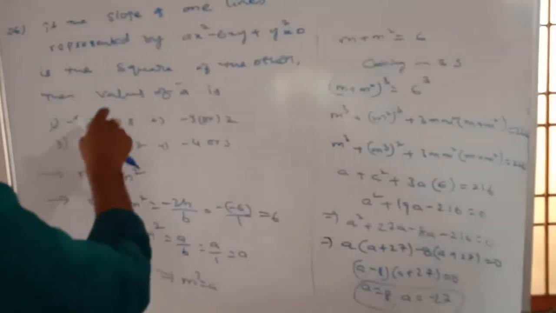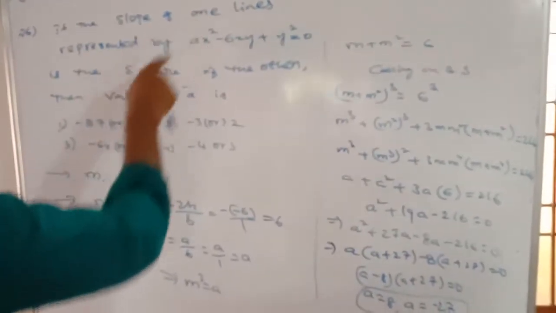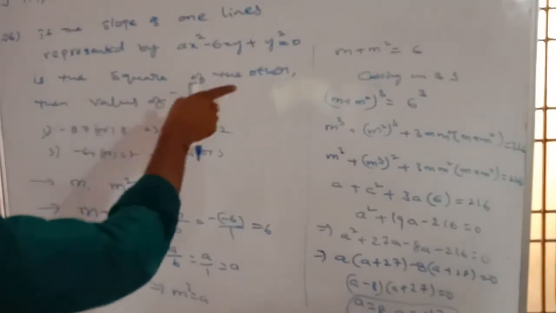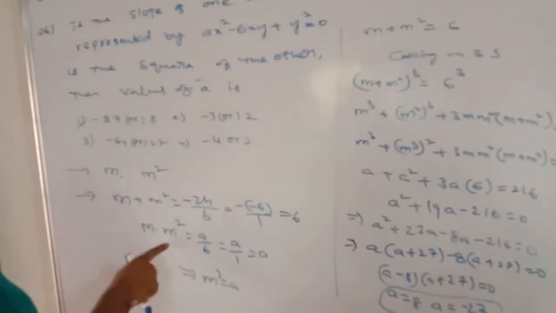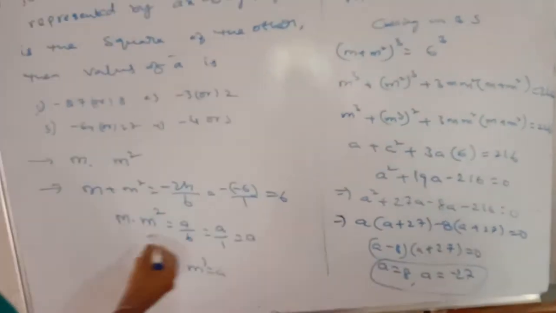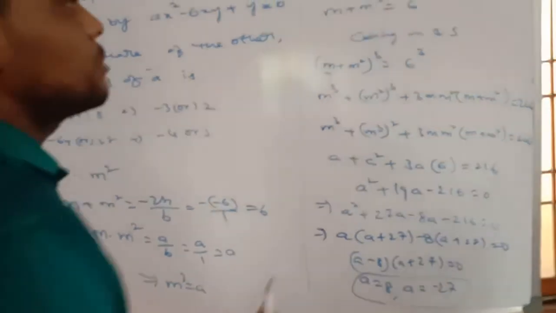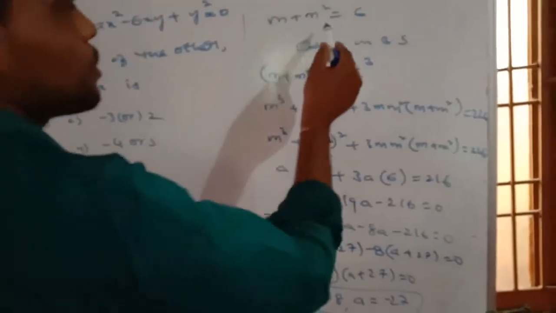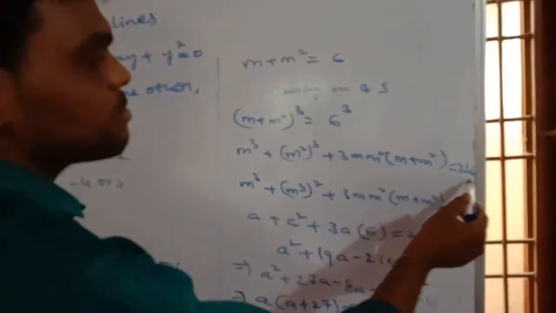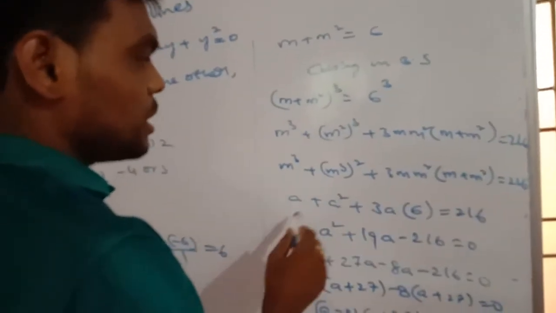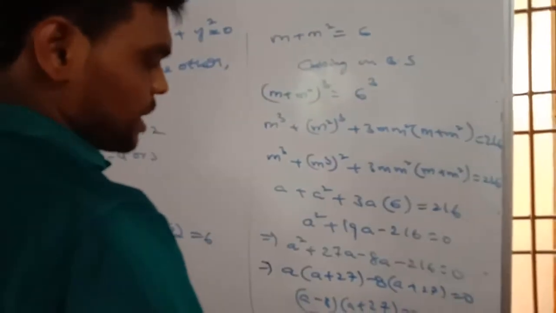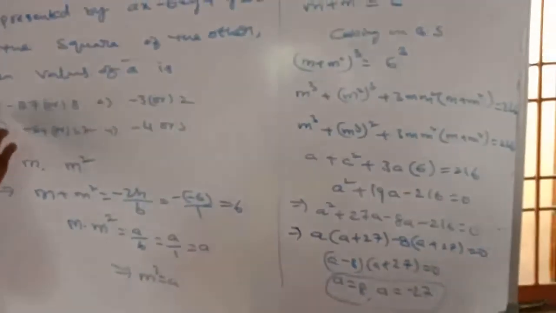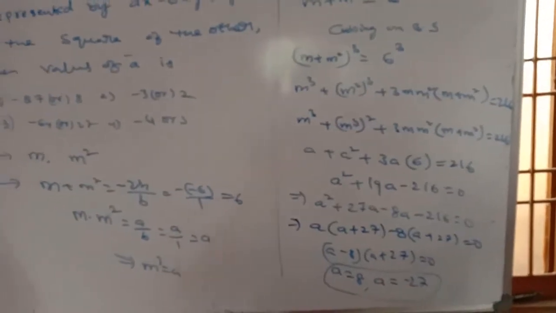Now once again, I repeat: the slope of one line is m, the other line's slope is m². Now the sum of the slopes is minus 2h by b and the product of the slopes is a by b. The sum of the slopes is 6 and the product of the slopes is a. Now m plus m² is equal to 6. Now cubing on both sides, a³ plus b³ plus 3ab into (a plus b), and substituting the values. Now the quadratic equation factorizes and the values of a are 8 and minus 27. Now options, first option is minus 27 or 8. Okay.